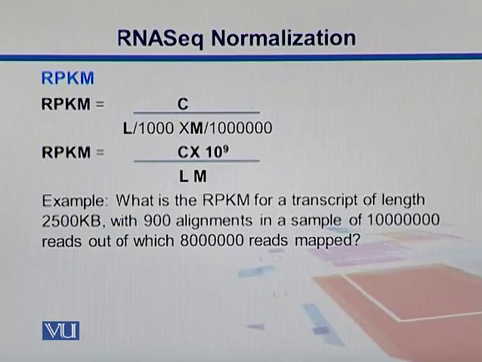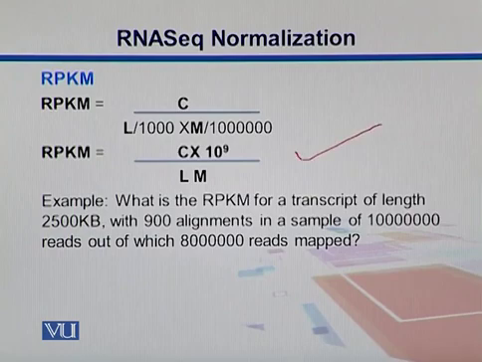We can change this equation into this pretty easy to calculate equation. We can take the number 1000 and million and multiply them and bring them up in that equation. So we can use this relation: it is C into 10 power 9 divided by L into M. Let's understand this by solving this example.